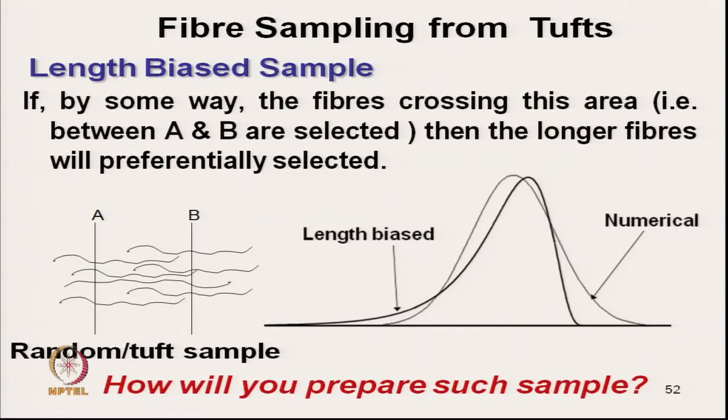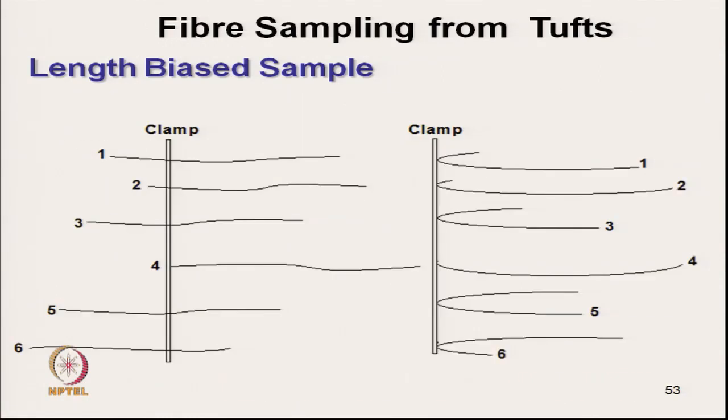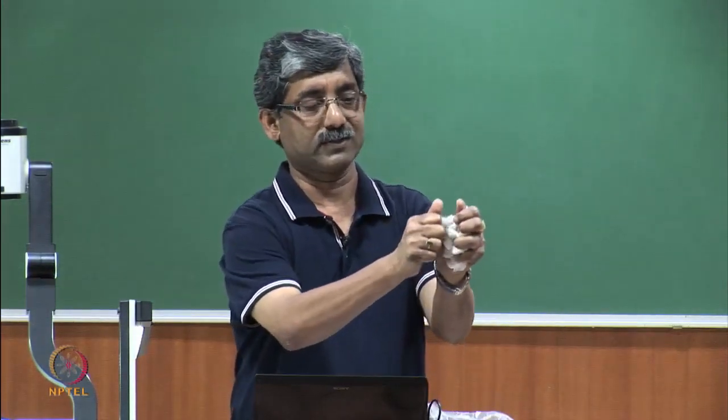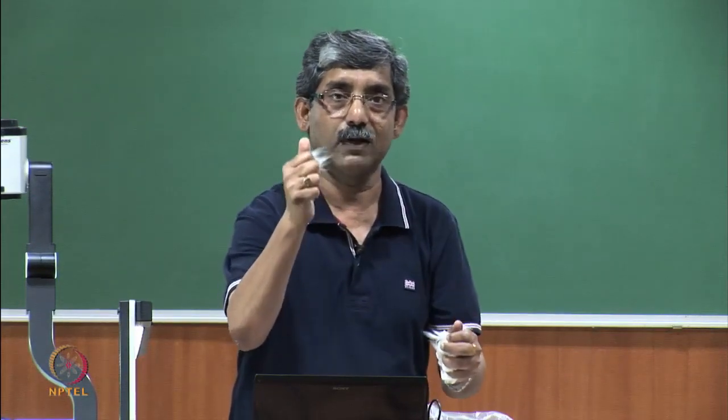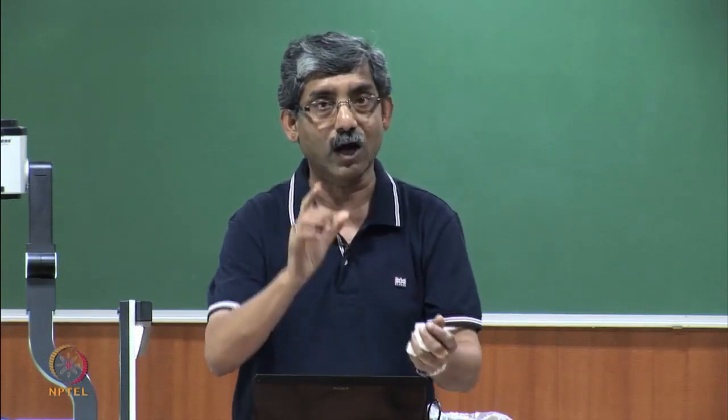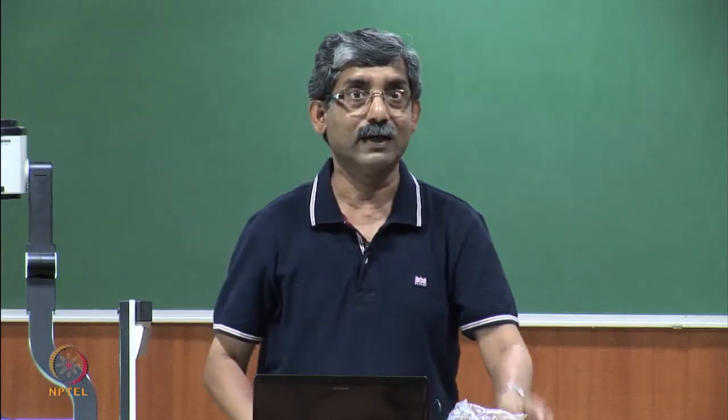So, then how to prepare this length bias sample? This is the way we prepare, and the most common example is the fibro sampler in case of high volume instrument. This is the clamp, where from the surface of the fiber bulk, if we try to pick the fiber from the surface, this sample is length bias sample, because the probability of longer fiber is always more to get selected.